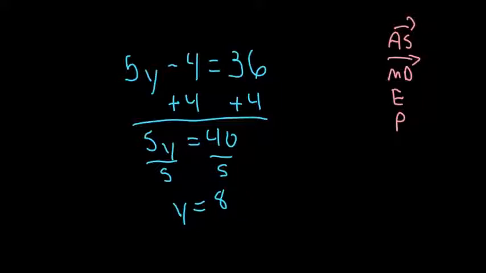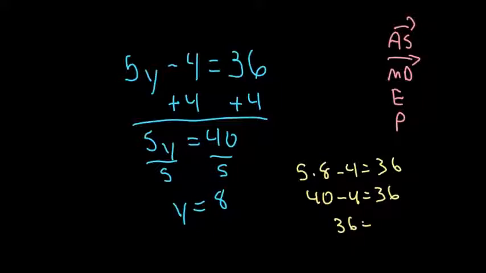So again, put this back into your original equation and check to see if you're correct. So 5 times 8 minus 4 equals 36. Now we follow order of operations the correct way. I do my multiplication first. So 5 times 8 is 40, minus 4 equals 36. And 40 minus 4 equals 36. So 36 equals 36, and I know I did that correct. So my answer there is y equals 8.